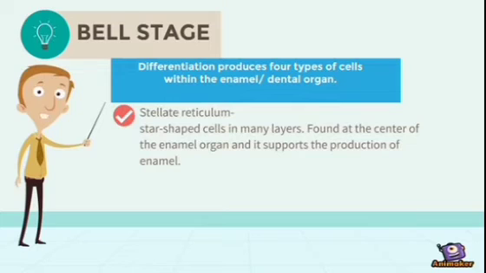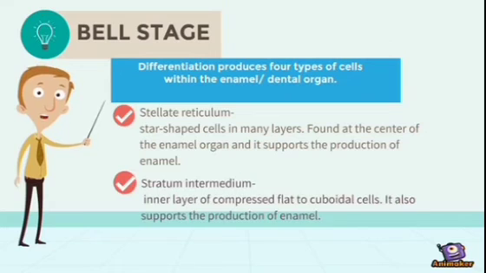Stellate reticulum, star-shaped cells in many layers, found at the center of the enamel organ, and it supports the production of enamel. Stratum intermedium, inner layer of compressed flat to cuboidal cells. It also supports the production of enamel.